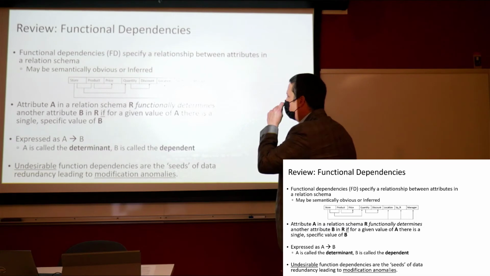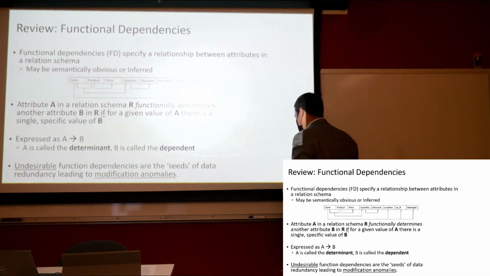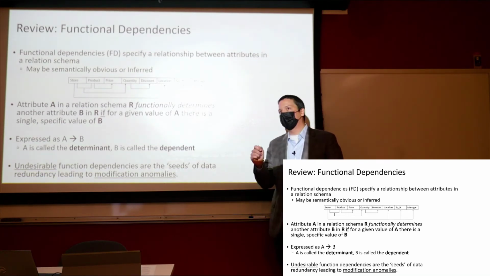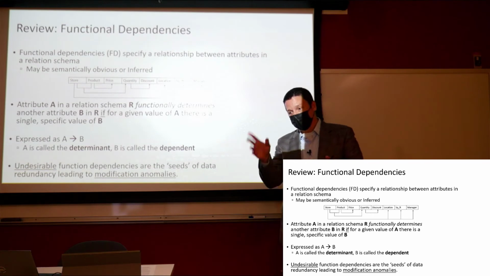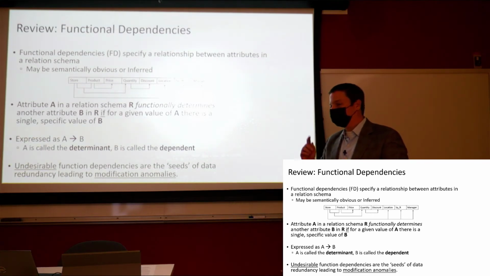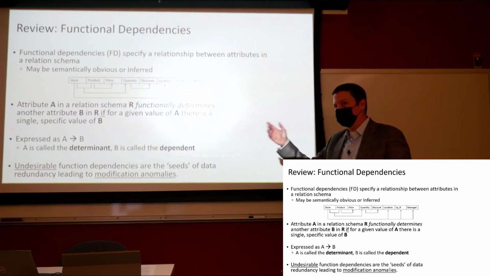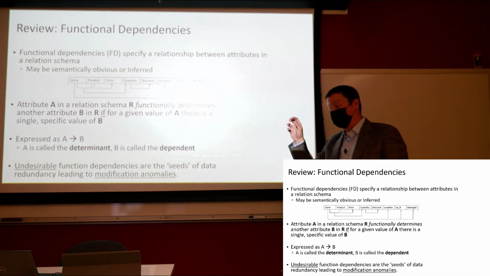So a semantically obvious functional dependency might be, we can look up the department an employee is part of based on their employee ID, right? And then another semantically obvious functional dependency would be, we can look up the manager of a department based on the name of the department, right? If you tell me it's the accounting department, I can tell you the manager of the accounting department because the department head is functionally determined by department name.